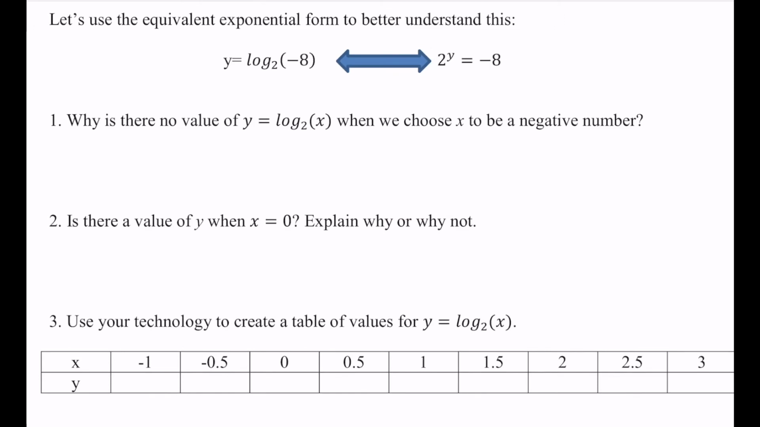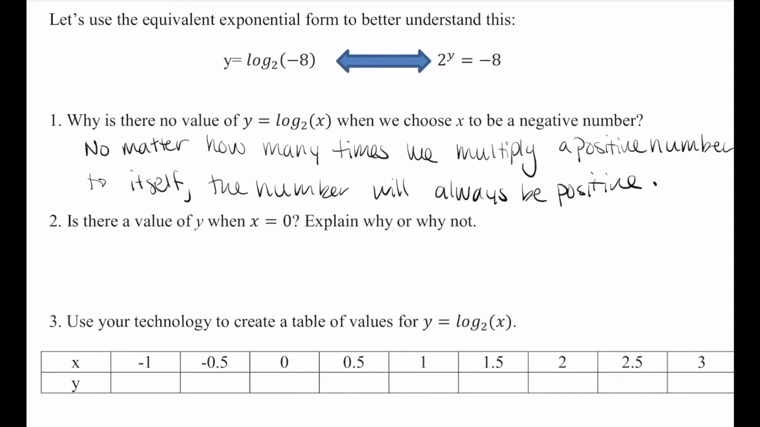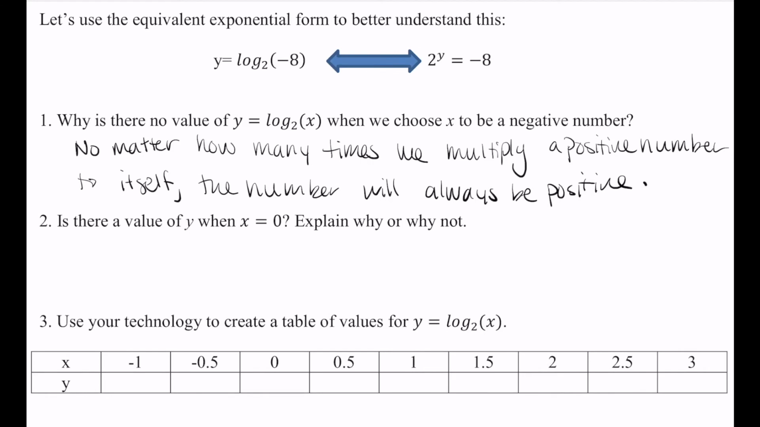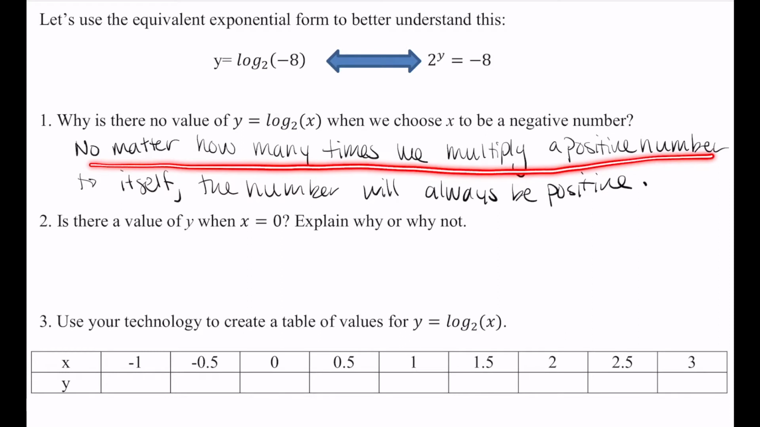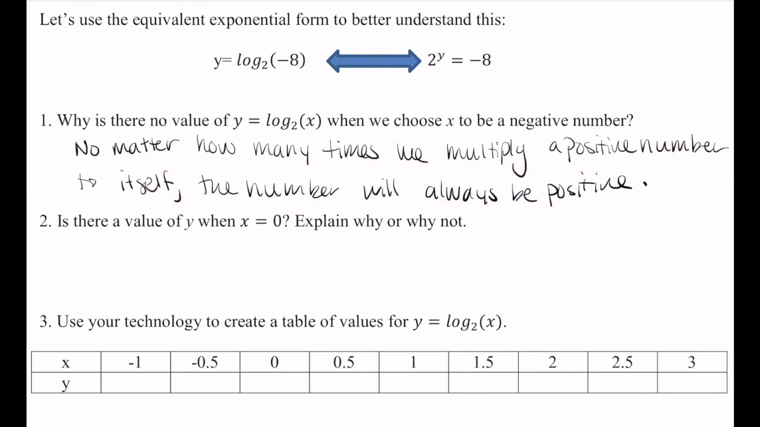All right, by now you should have tried a few values, and you should have noticed that no matter how many times you multiply 2 by itself, you'll always get a positive number. So to answer question 1, why is there no value of y equals log base 2 of x when we choose x to be a negative number? That is because no matter how many times we multiply a positive number to itself, the resulting number will always be positive.